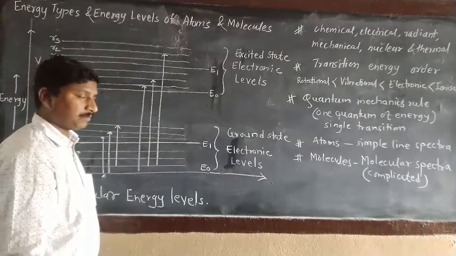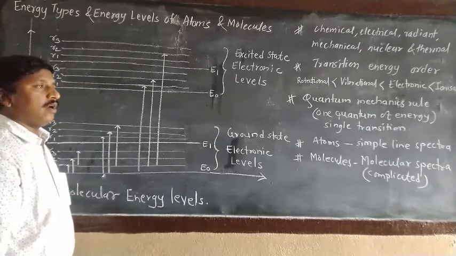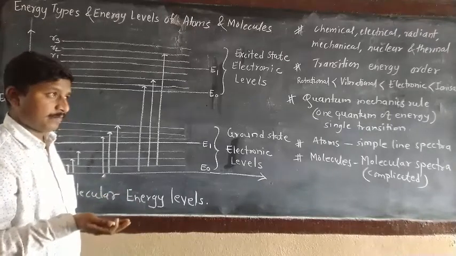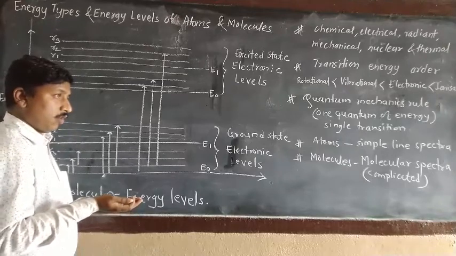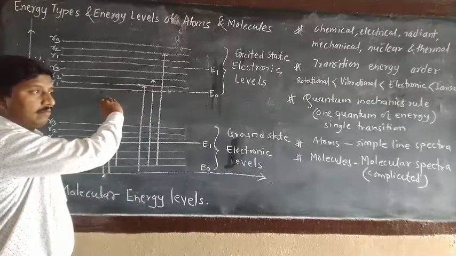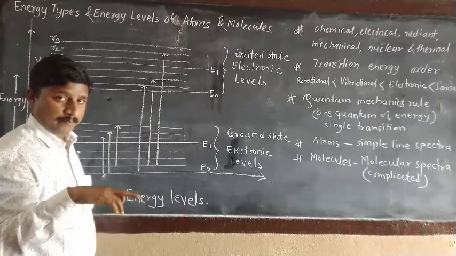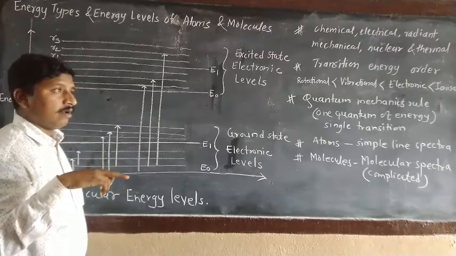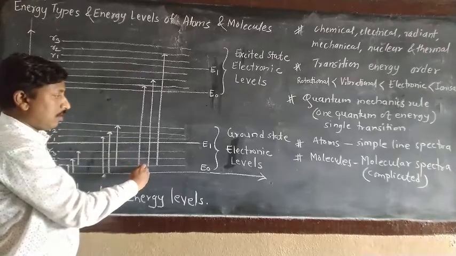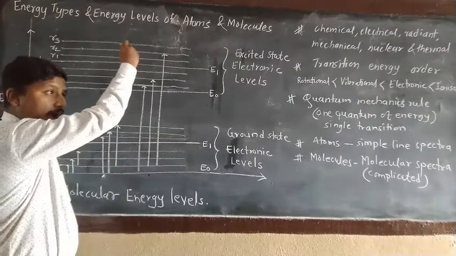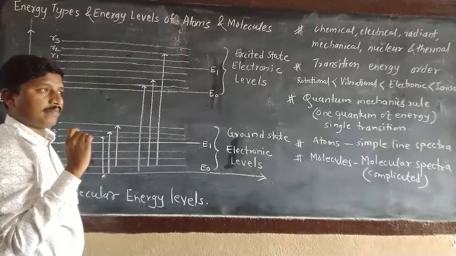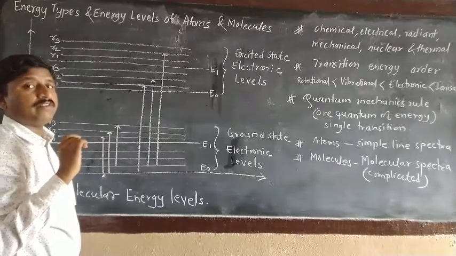excited state electronic level. Okay, so when the electrons in an atom or molecule, by absorption of radiation in the electromagnetic region, go from the lower energy level to the excited state higher energy level, then it gives an absorption spectrum. But when an electron comes to the ground state energy level from the higher energy level, by emission of radiation, it gives the emission spectrum.